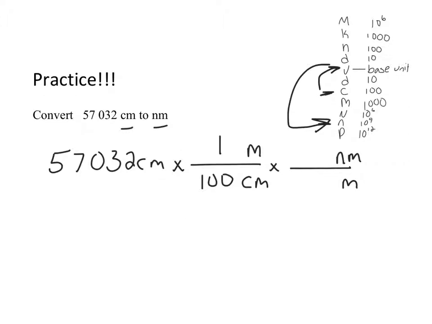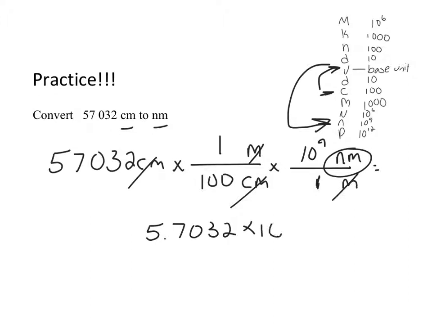Now, I look at my list, and I have nanometers here and meters there. So meters is higher. Put a 1 next to meters. And then nanometers is 10 to the 9th power. All of my units cancel except nanometers, which is good, and I'm going to put this all in my calculator. So I take 57,032 divided by 100 times 10 to the ninth, and I get 5.7032 times 10 to the 11th nanometers.